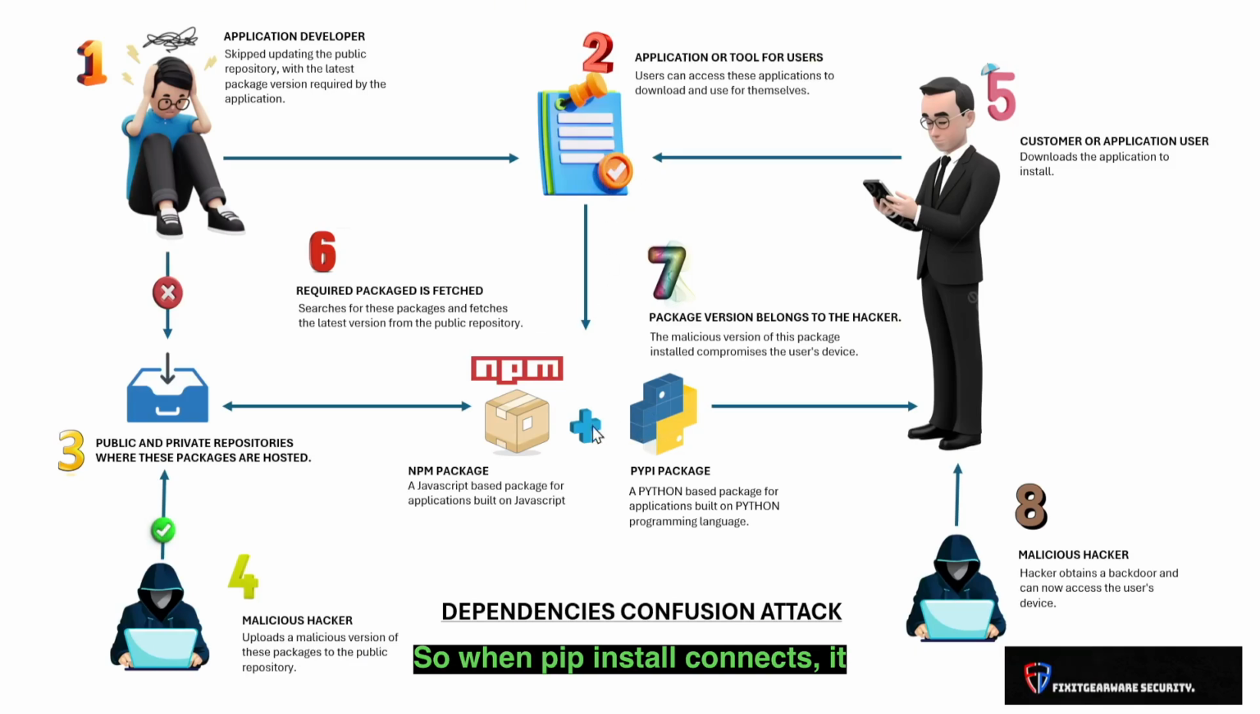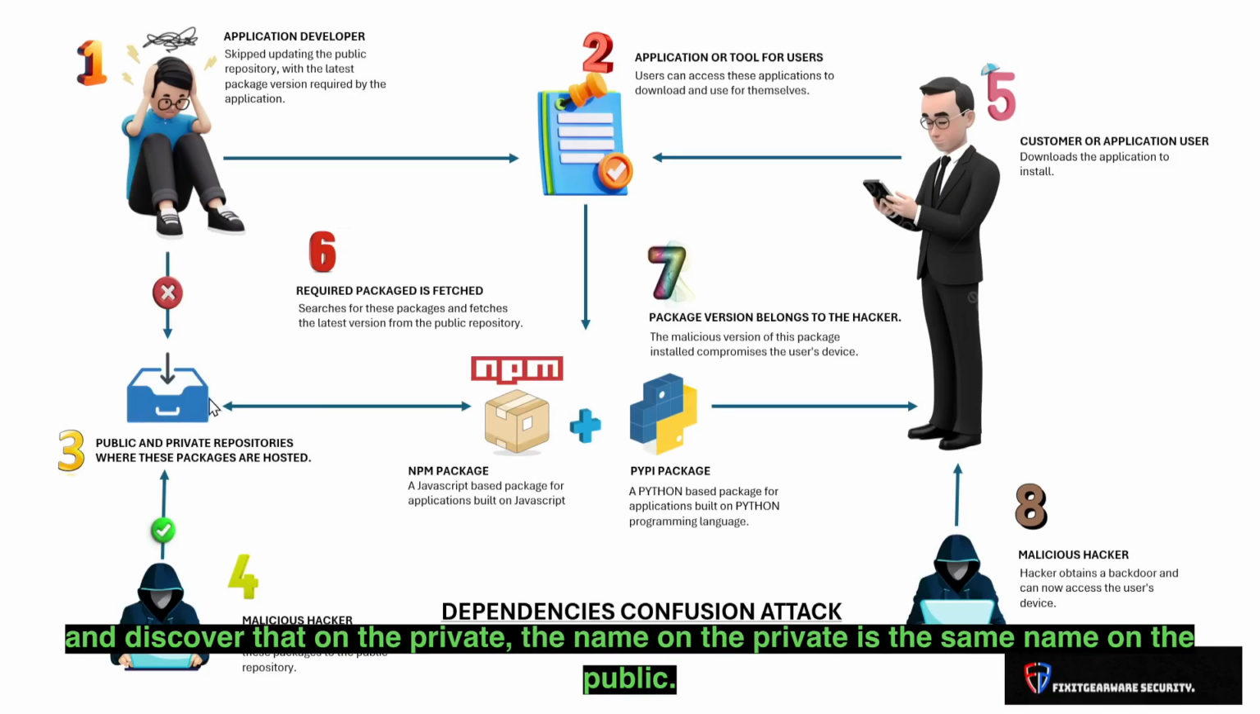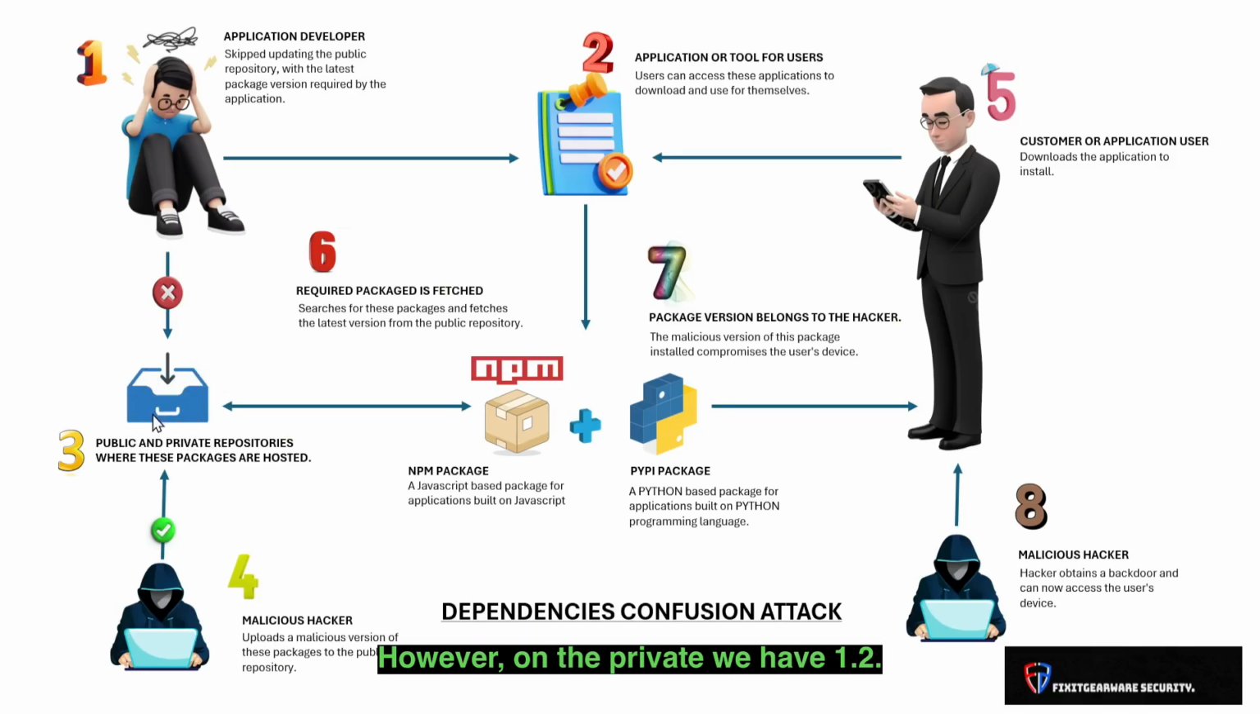So when pip install connects, it scans the private and public repository and discovers that the name on the private is the same name on the public. However, on the private, we have 1.2, but on the public, we have 2.8. Now, what does pip do? Pip will compare the two and say, okay, 2.8 is the latest one. So I would rather download the 2.8, which belongs to the public repository, which of course is written by this malicious hacker, and pull it to this end user's device and install it.